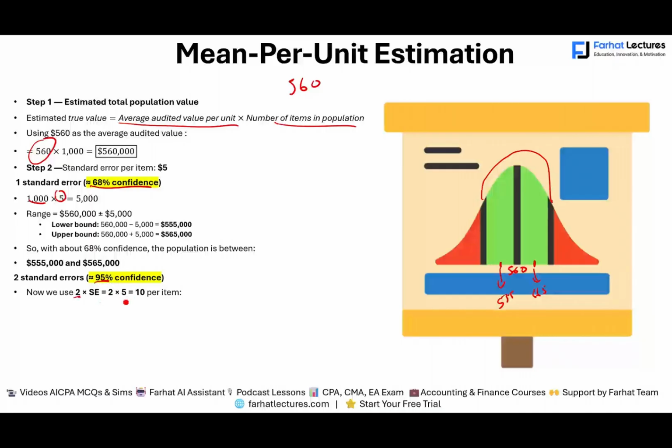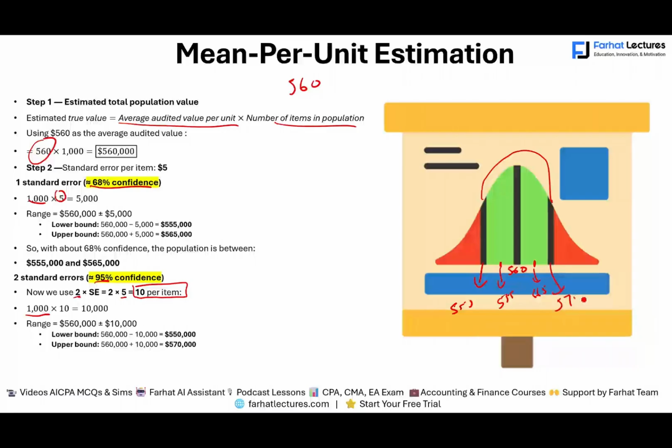So 2 times the 5, the standard error, will give us $10 per unit plus or minus. If we have 1,000 accounts or 1,000 units times $10, that's going to give us plus or minus 10,000 from our average. So 560 plus or minus 10,000 will give us a lower bound of 550, and the upper bound is right here, 570.